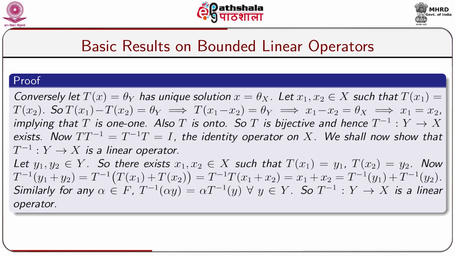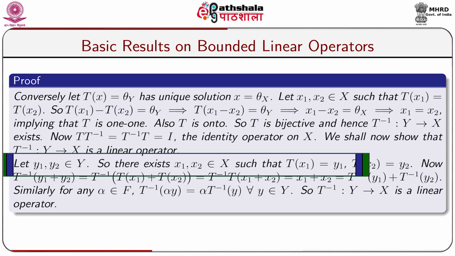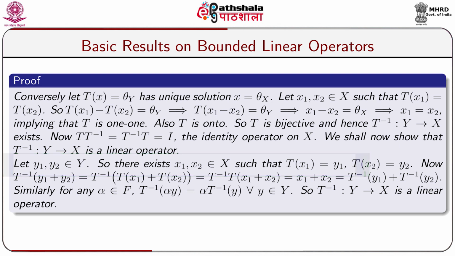Also we know that T inverse T is equal to I, the identity operator on X. We shall now show that T inverse from capital Y to capital X is again a linear operator. Let y1, y2 belonging to capital Y. So there exist x1, x2 belonging to capital X such that T of x1 is equal to y1, T of x2 is equal to y2. Now T inverse of y1 plus y2 is equal to T inverse of T of x1 plus T of x2, which is equal to T inverse T of x1 plus x2 by the property of linearity of T, which is equal to x1 plus x2, again it is equal to T inverse y1 plus T inverse y2.